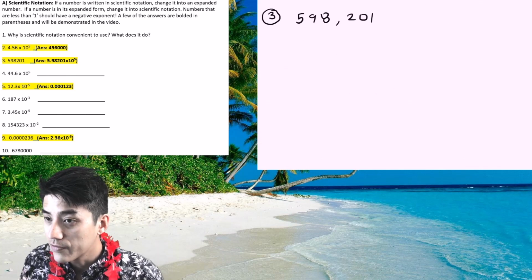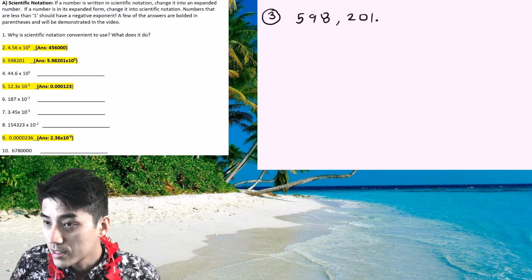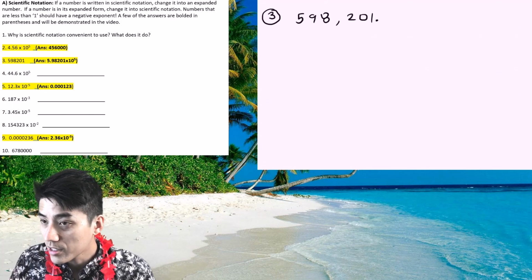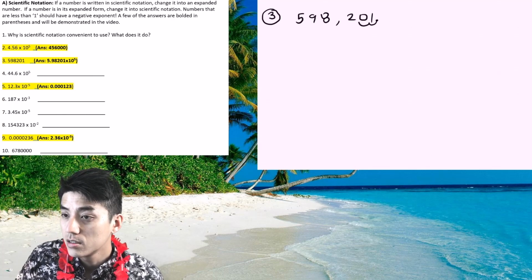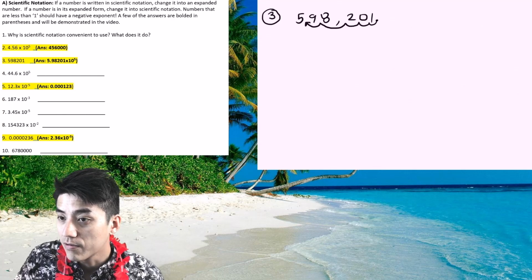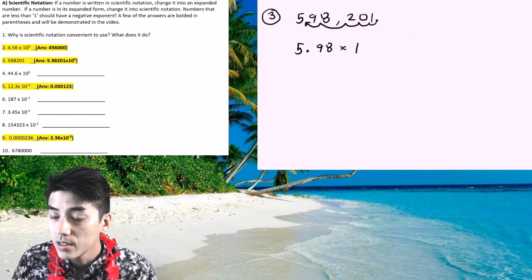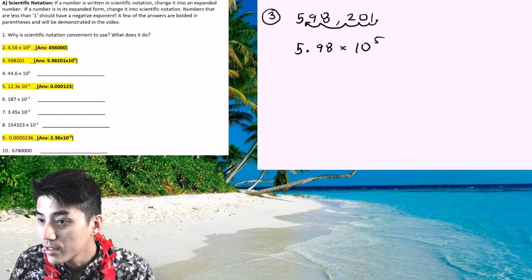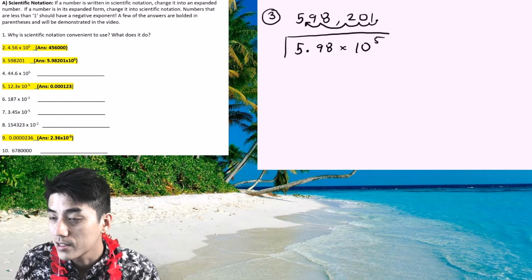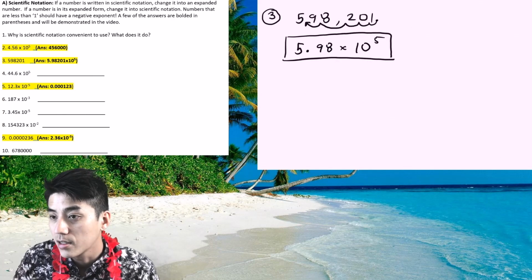Problem number 3, you're being asked to change 598,201 into scientific notation. So because this number is bigger than 1, we're going to actually move in the opposite direction. So 1, 2, 3, 4, 5. I'm going to stop to the immediate right of the integer. And now I just rewrite it in scientific form. 5.98 times 10 to the 5th. It's 5 because again I move my decimal 5 spots to the left.